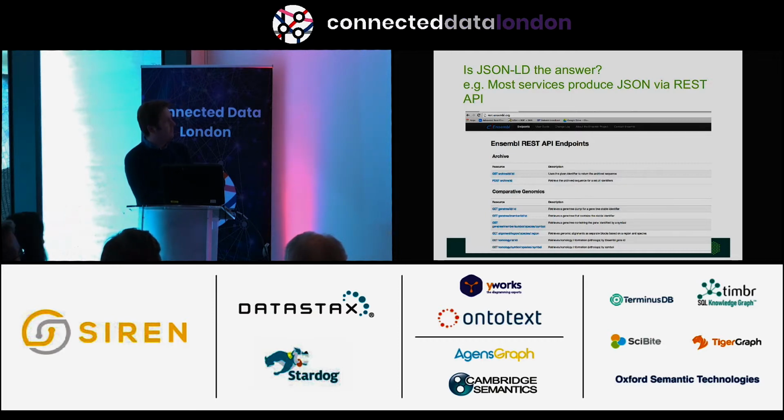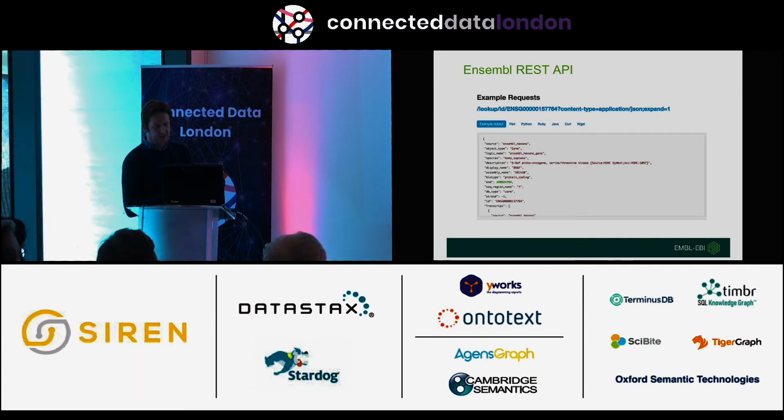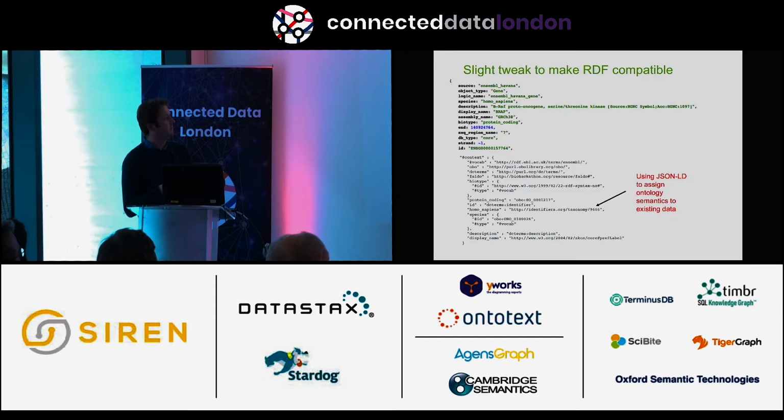So this is the Ensembl API. They have quite a nice REST API. You can get all kinds of information about genes. And here's their plain JSON output. Then we did some work to analyze this and say, could we align this JSON to the schema that I showed you before using JSON-LD? And with a little bit of fiddling, it works.